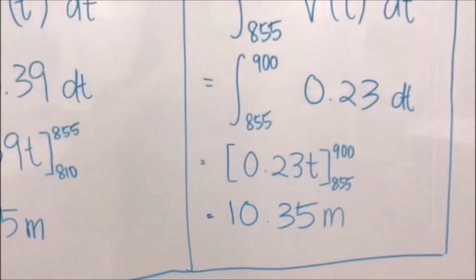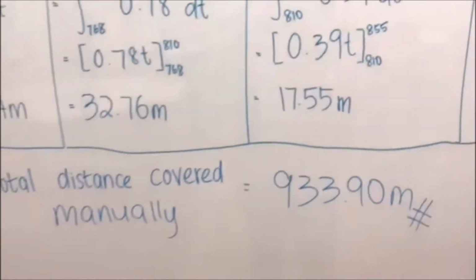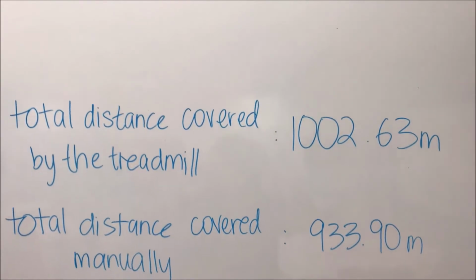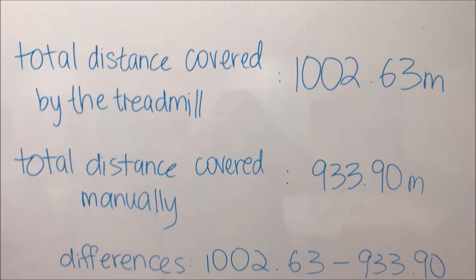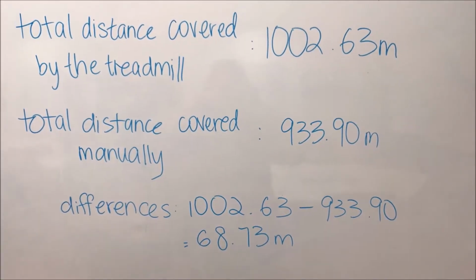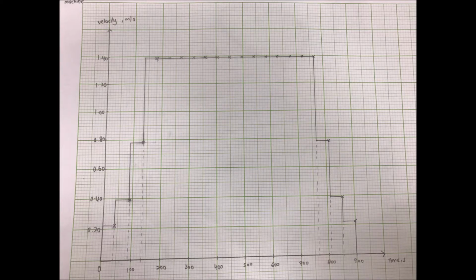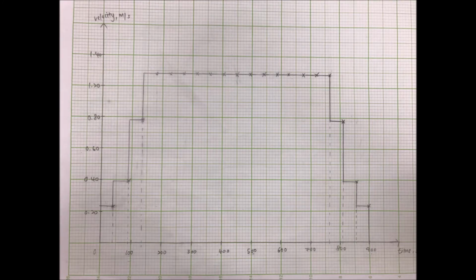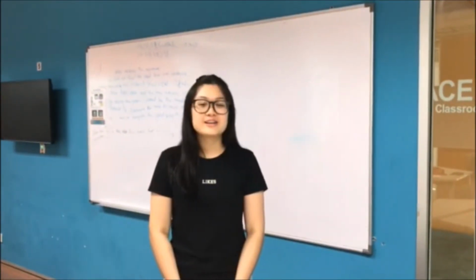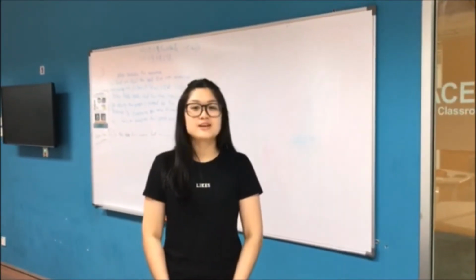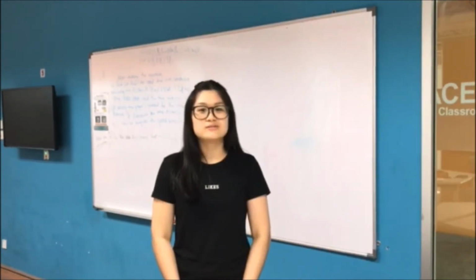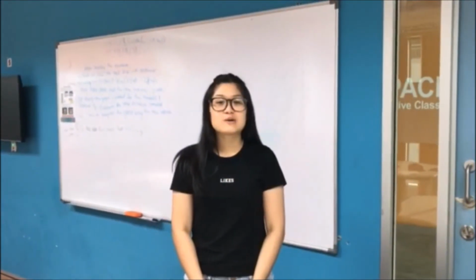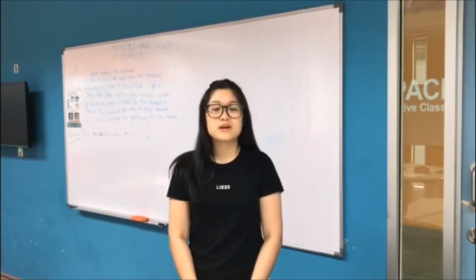So there's a slight difference between the total distance covered by the treadmill and the one that was carried out manually. In general, the accuracy of the treadmill is not correct. This is the velocity time graph for the treadmill. This is the velocity time graph for the manual. In this video, this proves that integration is used to calculate the total distance covered. Therefore, the total distance covered by the treadmill is actually the area under the graph.